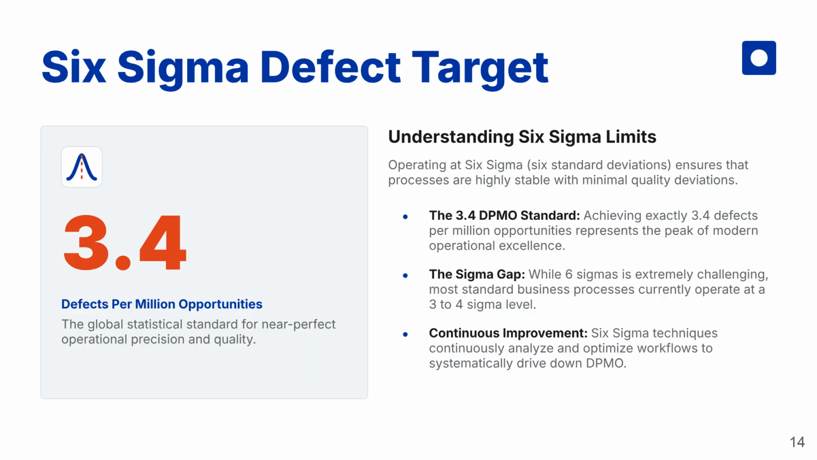The important point is not that every organization must immediately achieve 3.4 DPMO, but that Six Sigma provides a measurable quality target. By continuously monitoring defects and analyzing process performance, organizations can systematically improve reliability, reduce waste, and deliver better products and services. These highly consistent and standardized processes also become excellent candidates for robotic process automation, because software robots perform most effectively when process variations and defects have already been minimized.